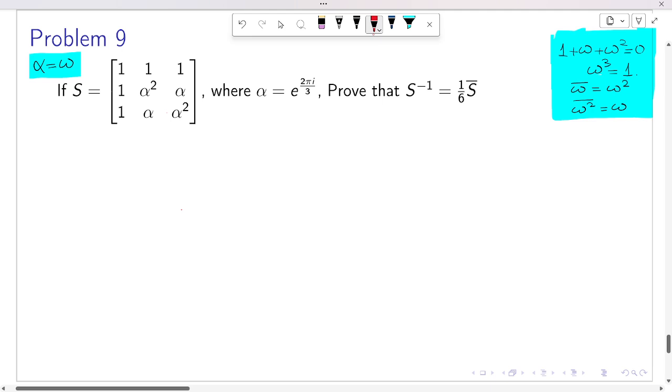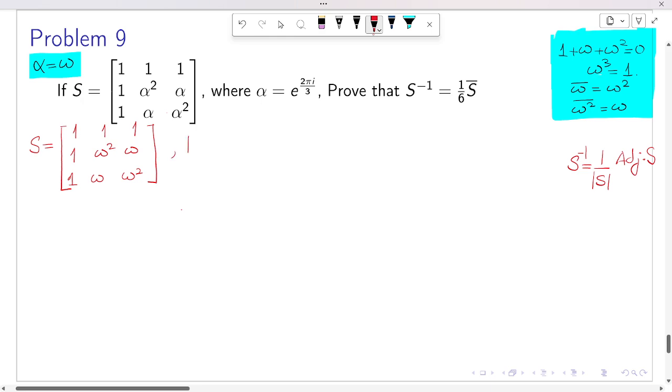So we need to calculate the inverse of S, and we know if a matrix is invertible, then its inverse is given like this. S inverse is equal to 1 by determinant of S into adjoint of S. So first we need to calculate the determinant of S. Let us rewrite S. Now we will substitute omega instead of alpha. So this is 1, 1, 1, 1 omega square, omega, 1 omega and omega square.